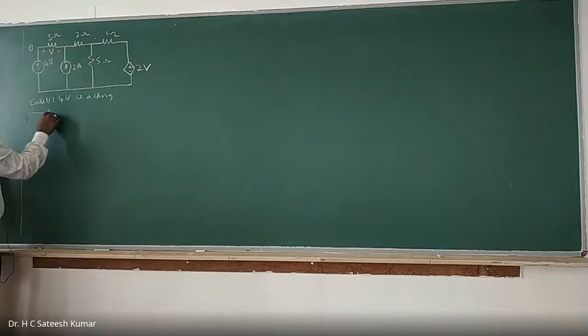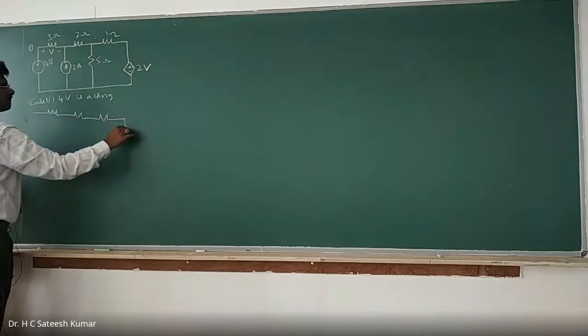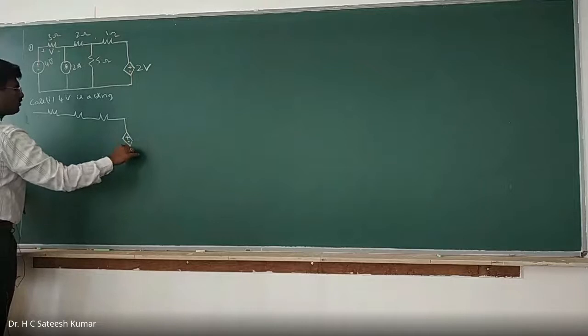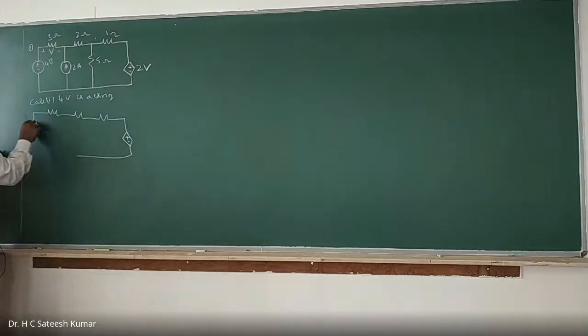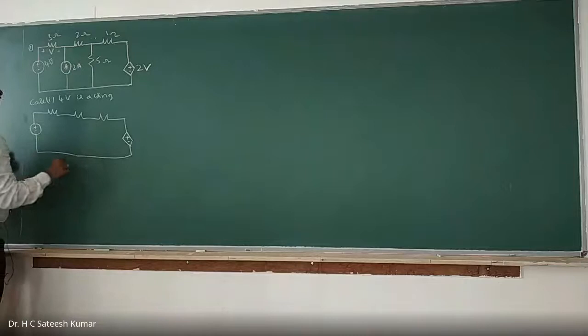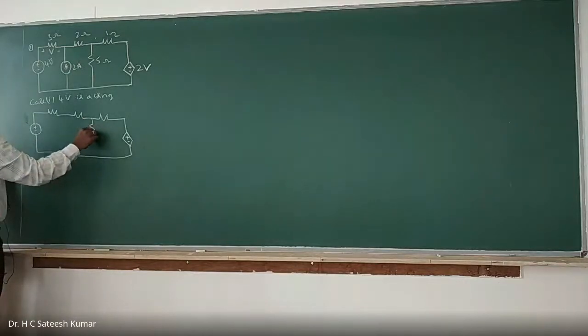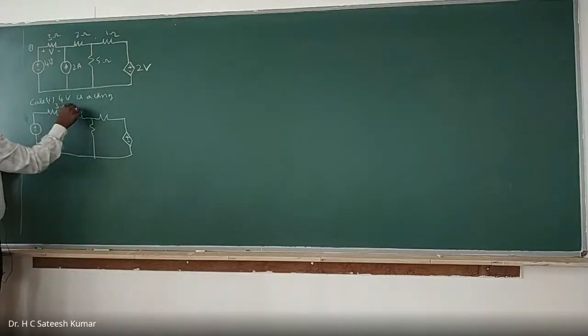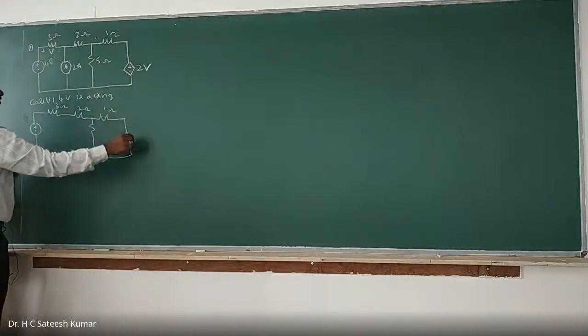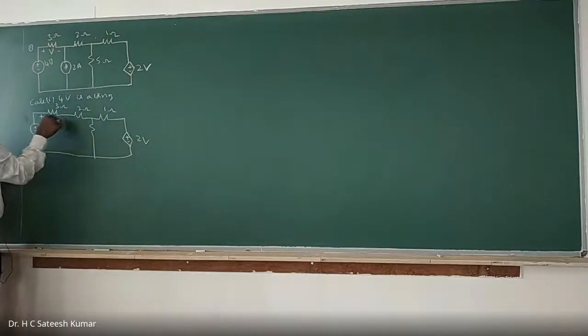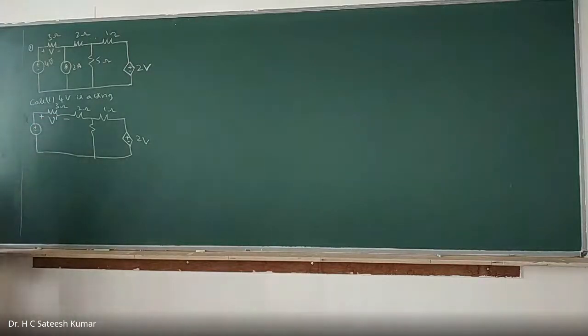So how will we make it 0? Rewrite the circuit diagram. Current sources are made 0 by open circuiting. So this is 3 ohms, 2 ohms, 1 ohm, the dependent source 2V with plus minus, and V dash. In case 1 only the 4 volt source is acting, and the response here is voltage.